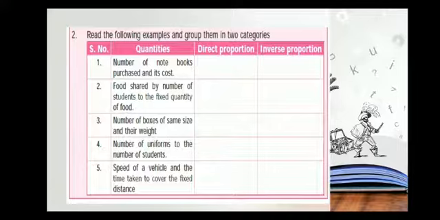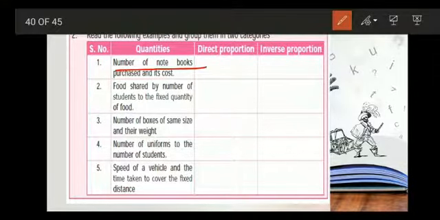Read the following examples and group them into 2 categories. So here they have given different examples. We have to group them whether it is direct or inverse proportion. Okay. So see the first one, number of notebooks purchased and its cost. So what will it be, direct or inverse proportion?